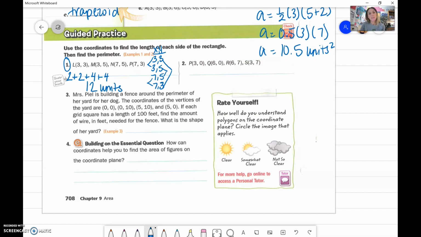It is perimeter, it is not squared, so it's just 12 units. If it said inches or feet, we would obviously label it with that.